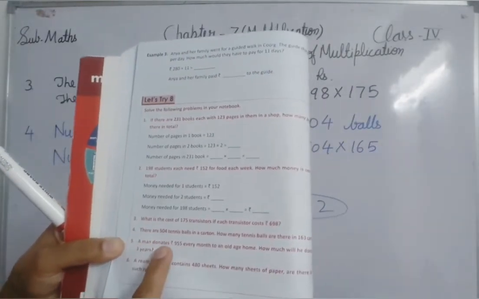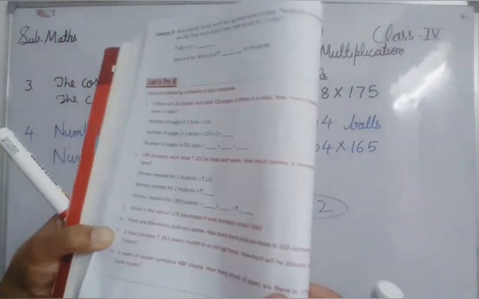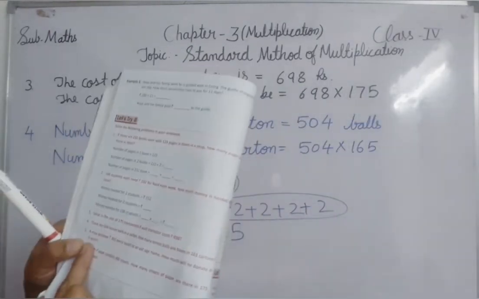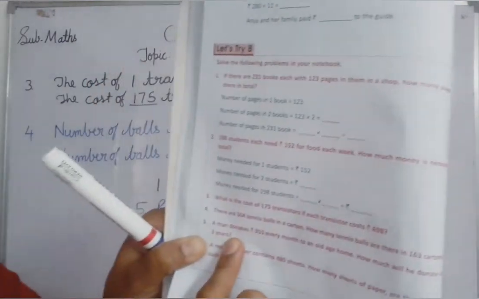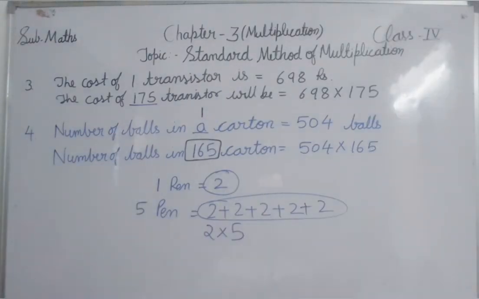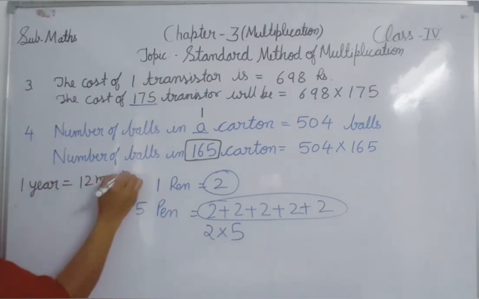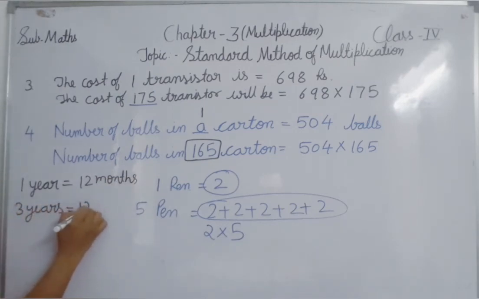Number 5. A man donates 955 every month to an old age home. How much will he donate in 3 years? Every month they are asking, so 3 years we have to convert into months. 1 year is equal to 12 months, so 3 years is equal to 12 multiplied by 3, which is 36. So total 36 months.